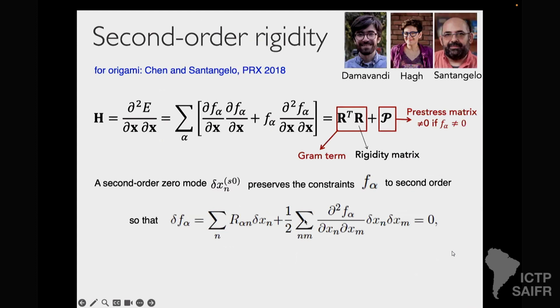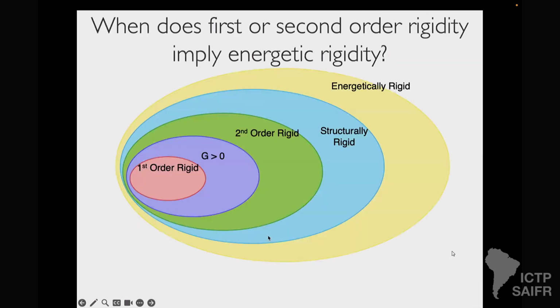So then second order rigidity is what happens if you do all of this to second order. In a talk like this, I'm not going to go through all the details, but this paper is published, so you can go have a look, and I'm happy to chat about it. The idea is now it's a more complicated set of equations for the second order zero modes. If there are no second order zero modes, then we call the system second order rigid.